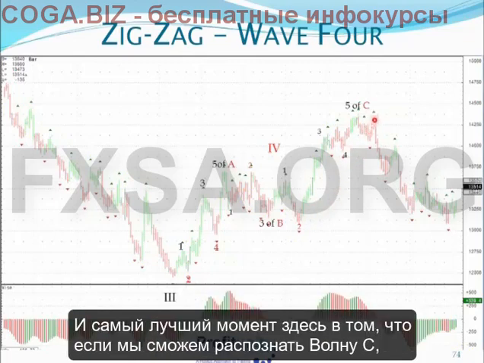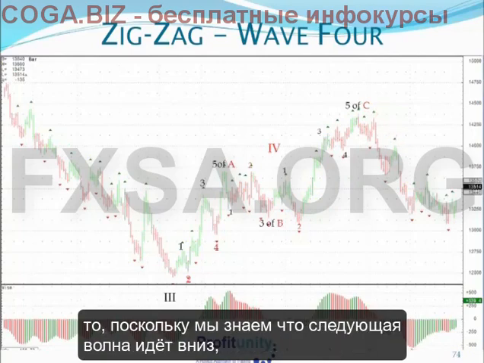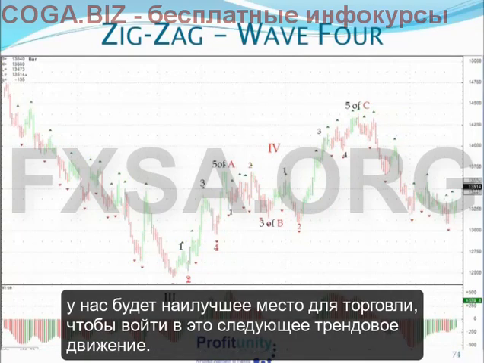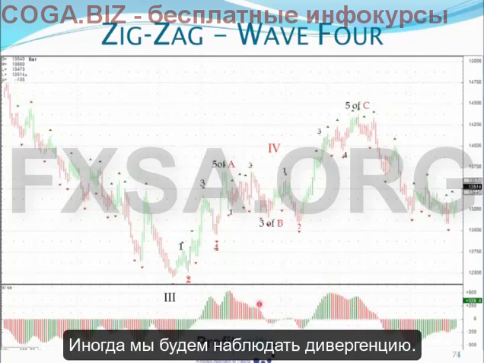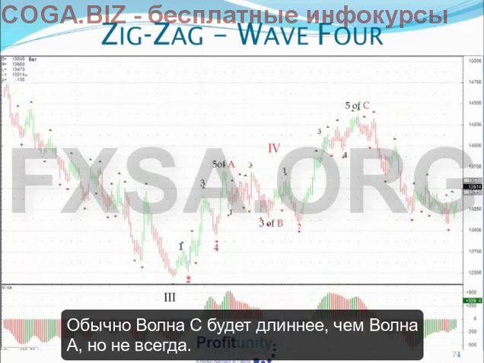And the best point, if we can identify C, is we know the next wave coming down, we have the best trade location to be able to get into that next trend move. Also here on the AO, we did have a little divergence again here. Sometimes we do see that happen. Typically the C wave will be taller than A, but not always.